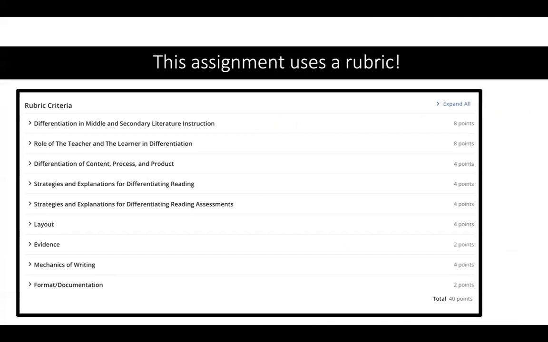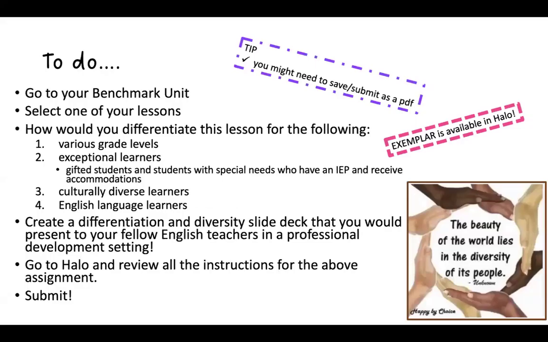There is a rubric. This assignment is worth 40 points. You can take a look at the rubric in Halo so that you know how you will be graded on this. And then kind of this last thing. So last thing you're going to do is you're going to go to your benchmark unit, review the lessons, take a look, which is one of them that you think would be best served as a way to demonstrate differentiation to your colleagues. Create that slideshow, making sure that you are addressing the different types of learners.